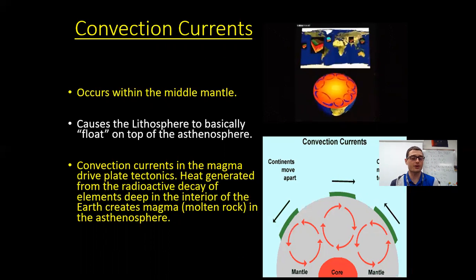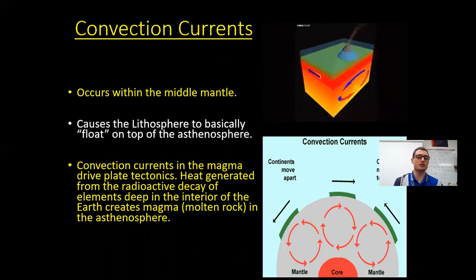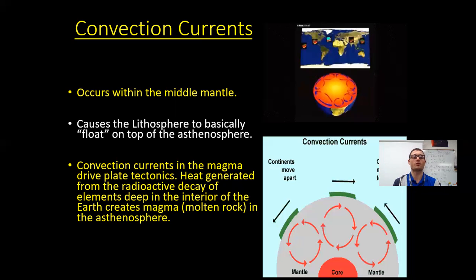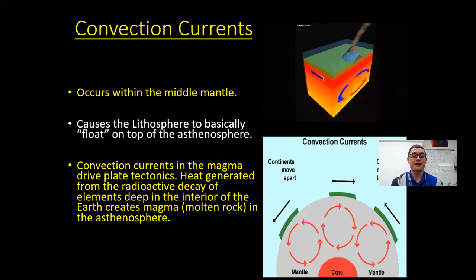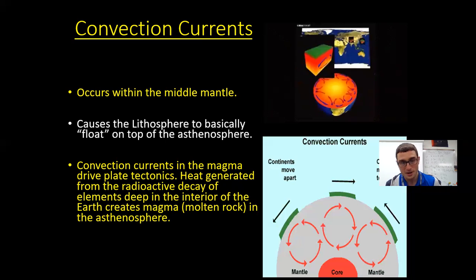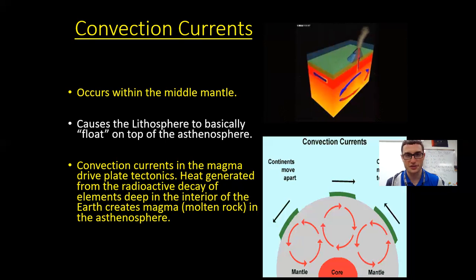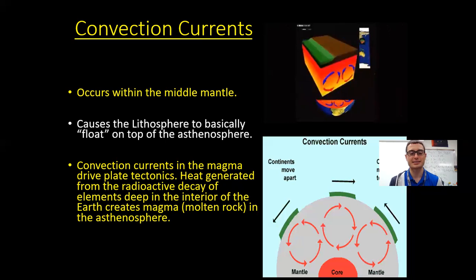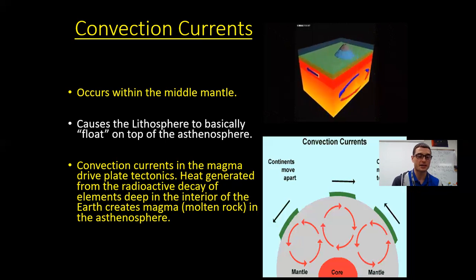Just put down what's in yellow, guys, on page 10 and 11. These currents occur in the magma, okay, and they drive plate tectonics. They're going to be created from radioactive decay in molten rock. Again, magma is molten rock, specifically located in the asthenosphere. So not only do you have the layer there in the middle mantle, but the spheres that they're located in are the asthenosphere and the lithosphere. That is the idea right there. Again, make sure to write that down on pages 10 and 11.